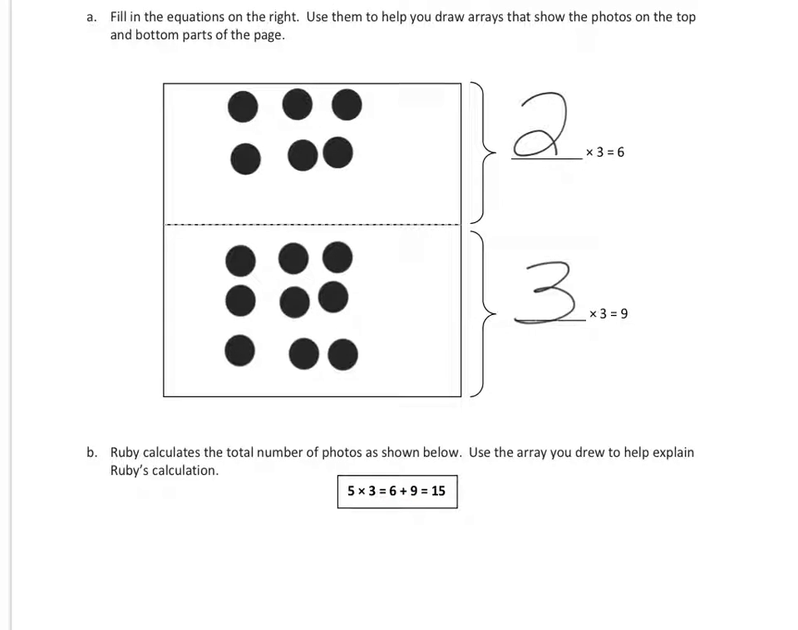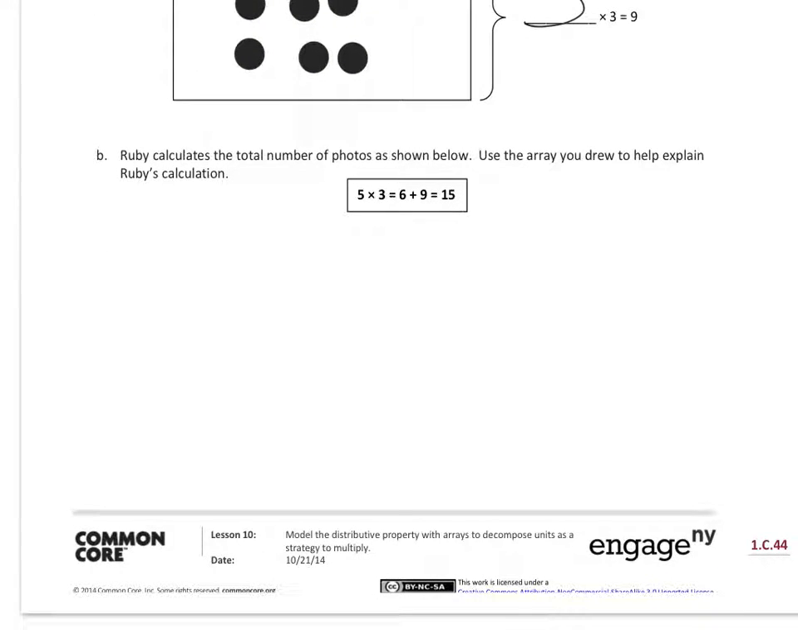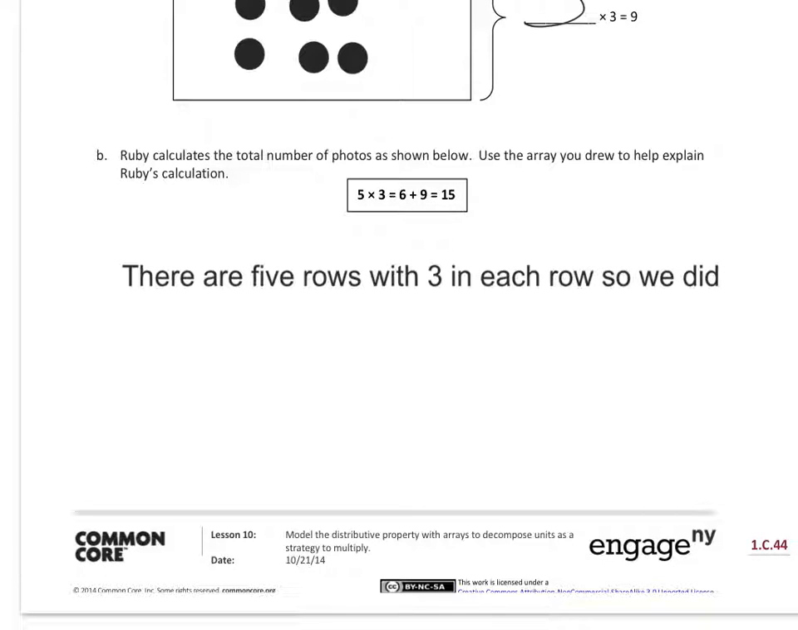Use the array you drew to help explain Ruby's calculation. Well, let's start with the beginning. Where did the 5 times 3 come from? 5 times 3 is my number of rows times my number in each row. So let's start by typing that. There are 5 rows with 3 in each row. So we did 5 times 3.